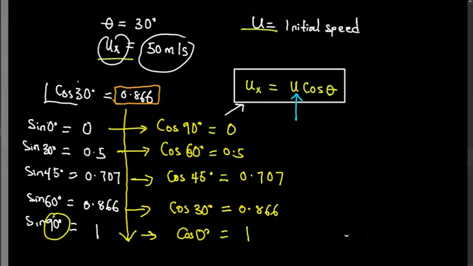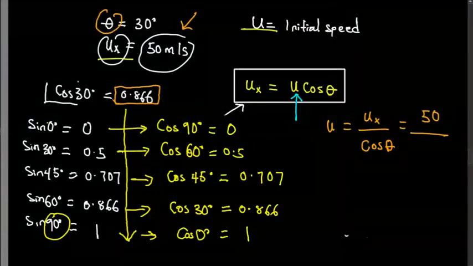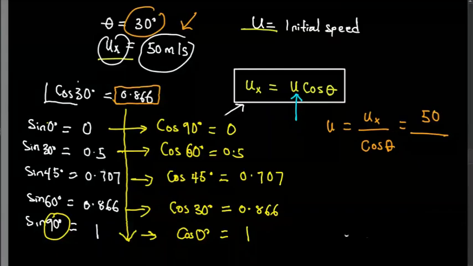So when we made u subject of the formula here, we got u is equal to ux all over cos theta. Am I right? So what is the value for ux? We said the value for ux was 50 meters per second. So all over cos theta. What is the value for theta? The value for theta is 30 degrees. So we say cos 30. Therefore, u is equal to what?